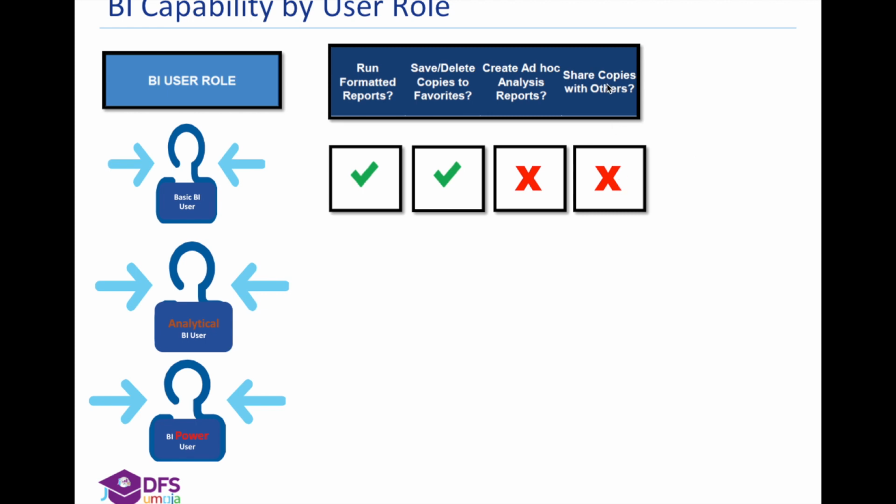And then finally, share copies with others. This means that a basic user, of course, can save a copy of a web intelligence report and then share it by email with someone else. What it also means is that a basic user cannot share a report in BI in what we call the shared analysis folder. So we can share it by email, definitely, with another user, but we cannot share it with, let's say, the community using the shared analysis folder.